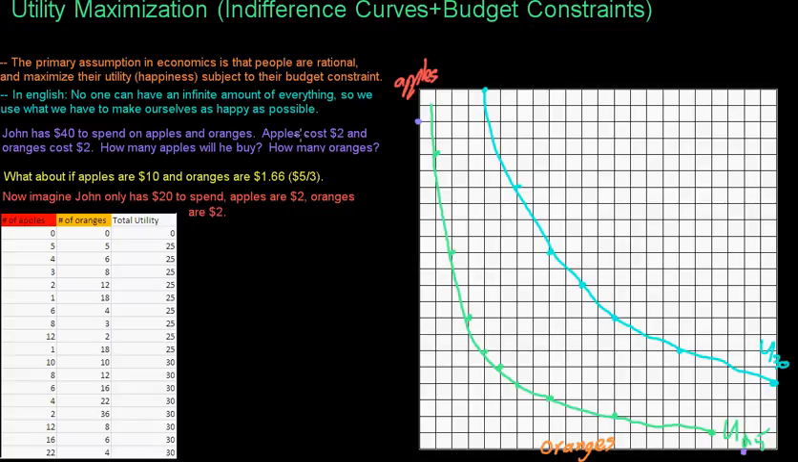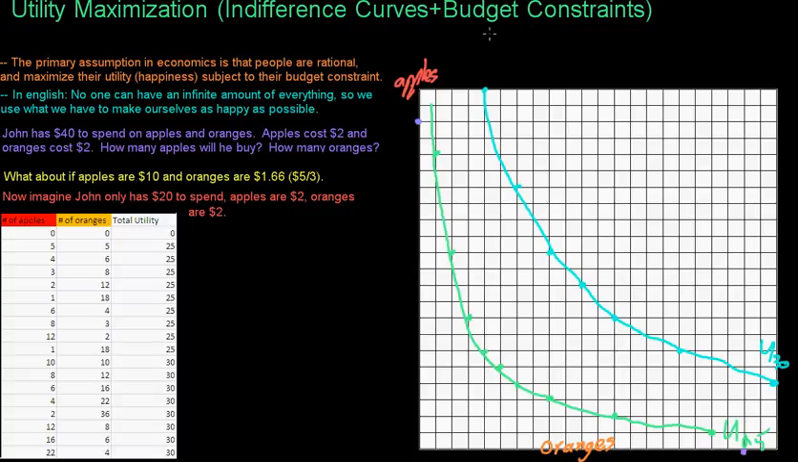So let's say that John has $40 to spend on apples and oranges. Apples cost $2 and oranges cost $2. How many apples will he buy and how many oranges? We are assuming that John is rational and that he wants to maximize his utility. We've been given his budget constraint: he has $40, and apples are $2 and oranges are $2.